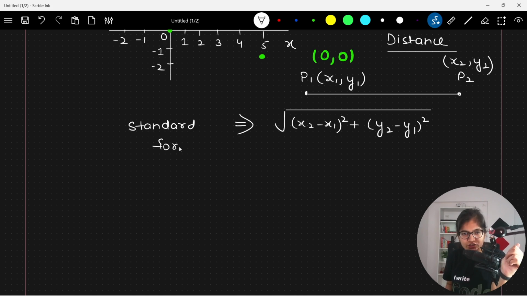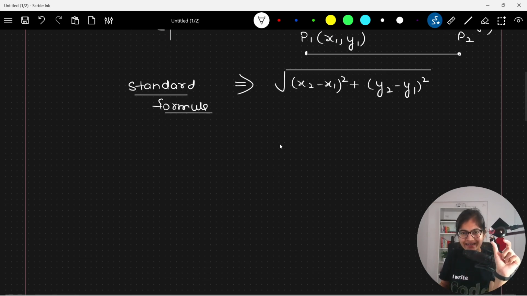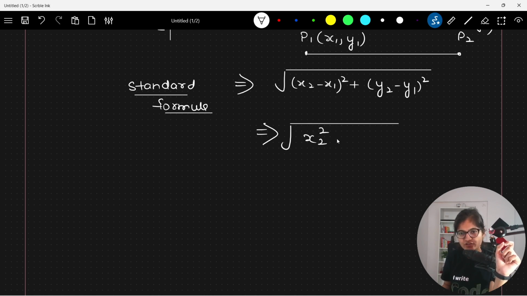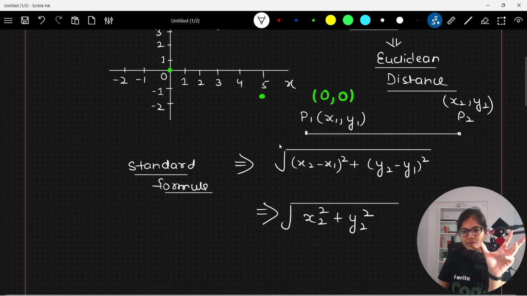Now for our question, what they are saying is that we have to measure from the origin. It means that one point will always be (0, 0). So at that point of time, consider the values of x1 and y1 to be 0. Our formula will become the square root of x2 square plus y2 square. So whatsoever points you have, you can do the squaring, addition, and square root of that. Whichever is the minimum, you will be able to get.